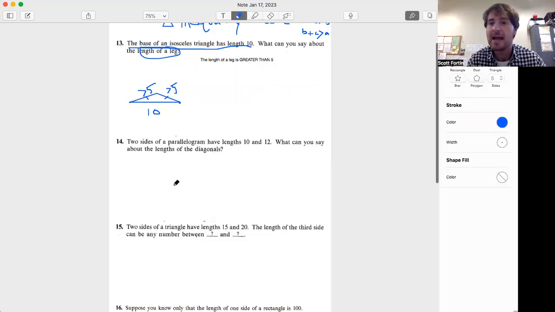What can you say about the lengths of the diagonals? Again, draw it out, okay? So I'll draw it out here, just sketch a generic kind of parallelogram. Okay, this can be my side length of 12. This can be my side length of 10. Okay, this here is 12, right? Remember, opposite sides of a parallelogram are congruent, 10 and 10.